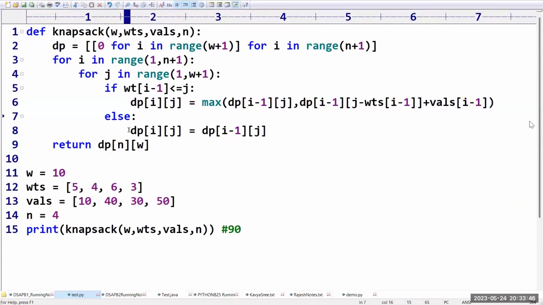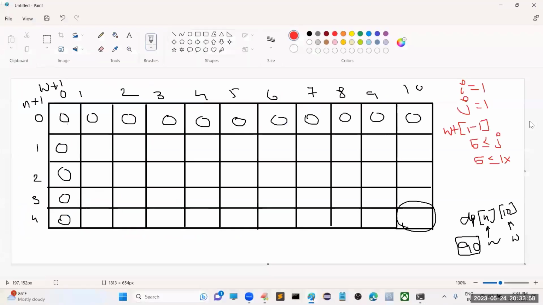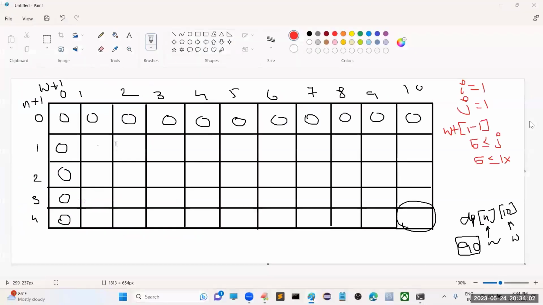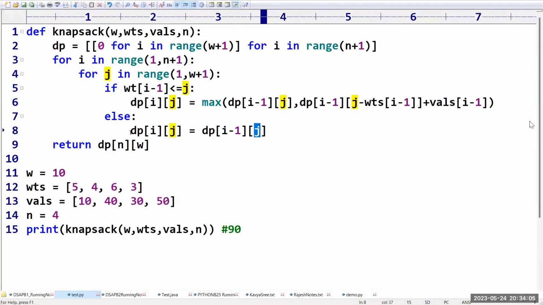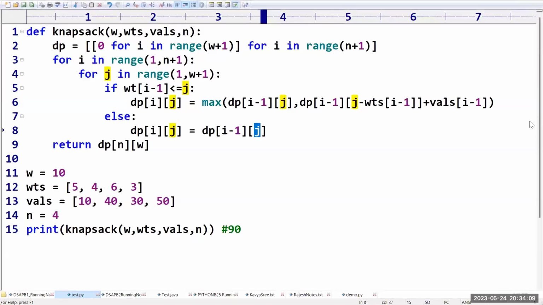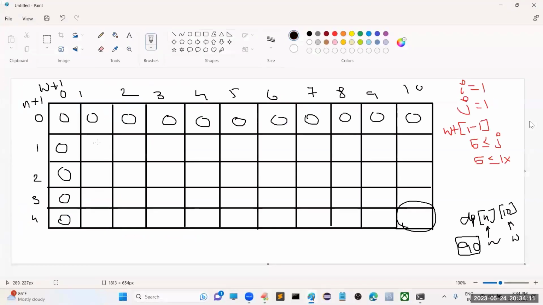So otherwise what we are doing? dp of i j is equal to dp of i minus 1 and then j. So what is the i value here? Number of rows we are indicating. i minus 1 means what? 0 value. So dp of i j, that means 1 1, will become dp of i minus 1 value, and then j value is nothing but 0 as it is we are taking. So this value is also filled with 0.